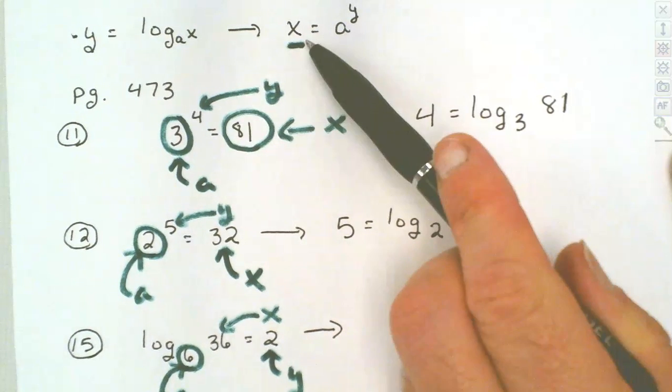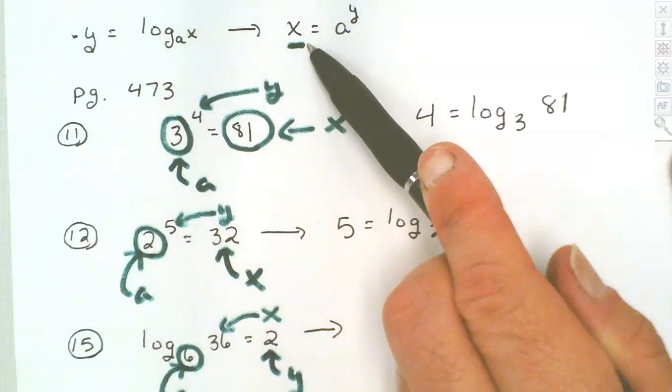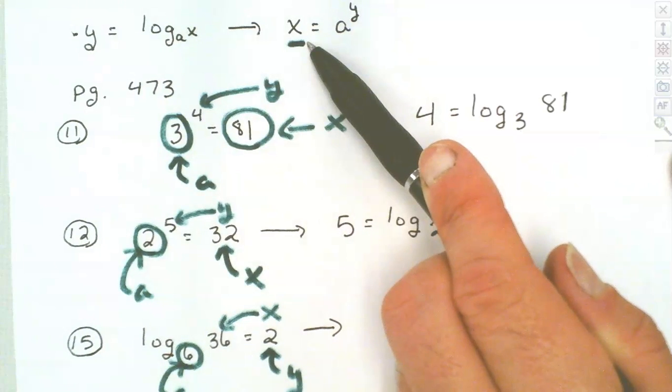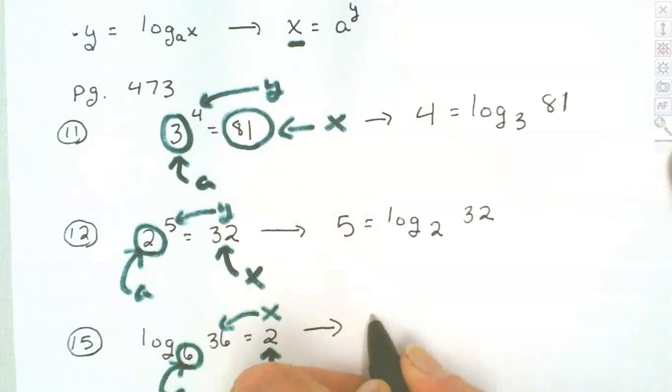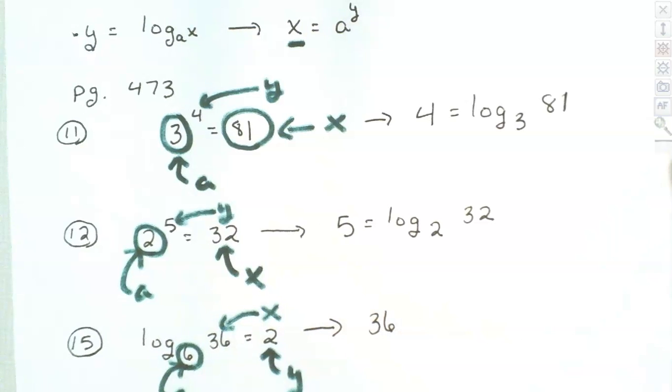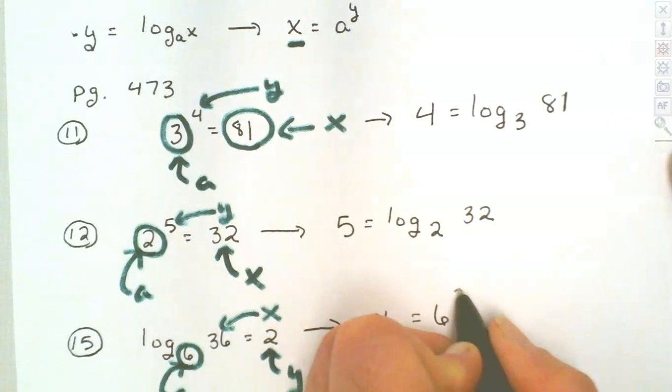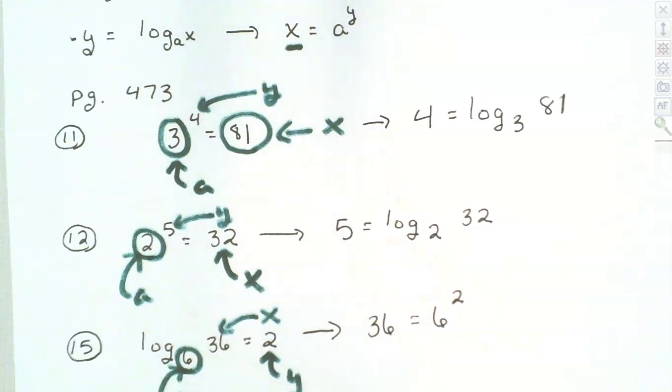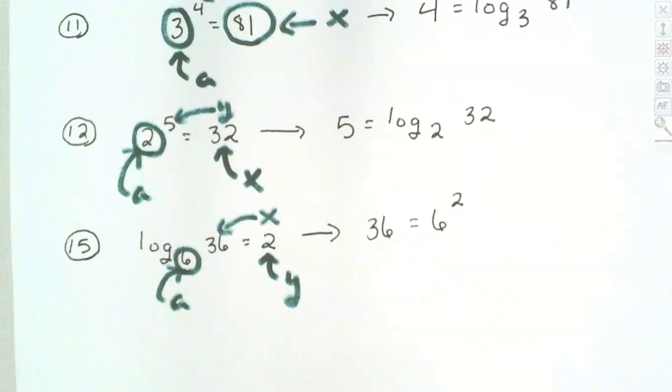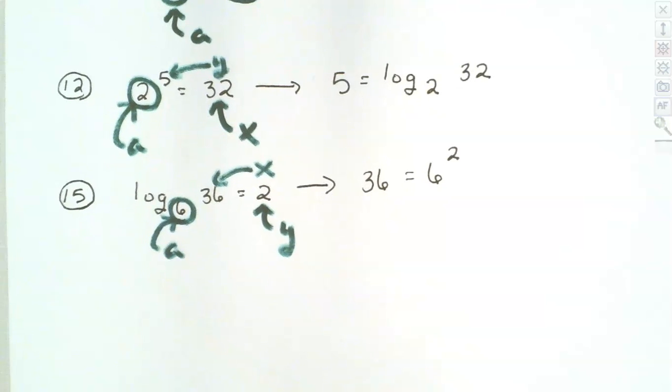Well, the exponential's here, and we need our x. What's our x? Our x is 36. What's our base? Base is the A. That goes there. So that's your 6. And what's your power? Your y value? That's your 2. Make sure we know how to convert these.